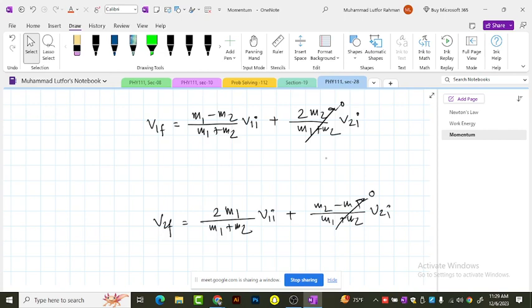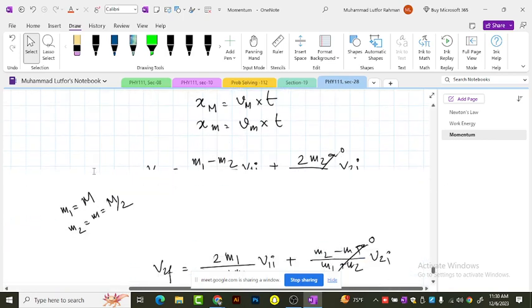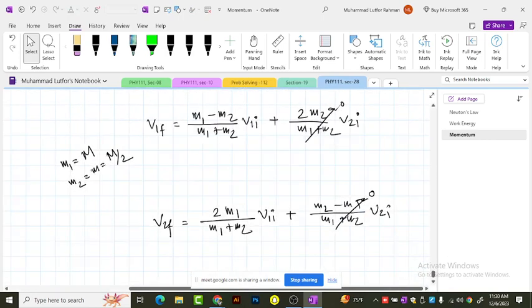Now I know this m1 and m2, because my m1 is the bigger mass and m2 is the smaller mass, small m, which is half of the bigger mass, right? That's the condition given. Yes, the smaller mass is half of the bigger mass. But then I need to know v1I. Now what is v1I?